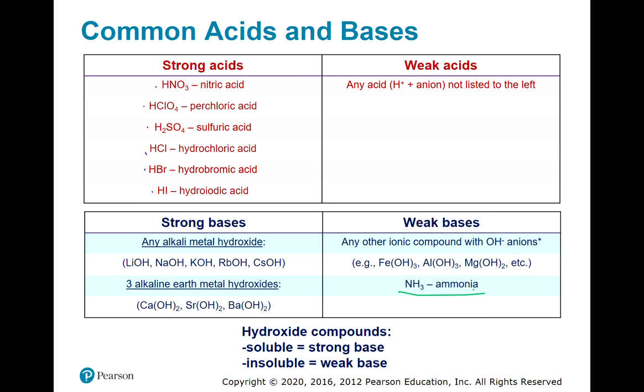And to summarize this last chart, we can say that hydroxide compounds, if they are soluble, are going to be strong bases, and if they're insoluble, they can be weak bases. And then also we have ammonia down here, which is not one of those two things, but it's a really common weak base.